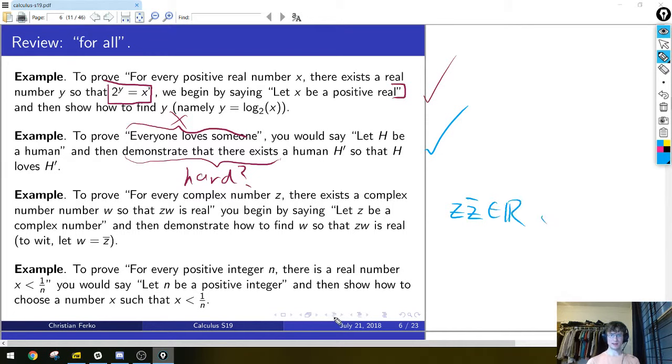Same thing. Last example, if you want to prove that for every positive integer n, there's a real number smaller than 1 over n, again, you always start by saying, well, you give me some n, so let n be a positive integer, let n be an element of the set I'm quantifying over, and then you prove that there exists an x smaller than 1 over n. So, many different examples, but the structure is always the same. If you prove something is true for every element of some set, you always start by saying, give me some element of the set, and I show you how to prove the statement for that element. Good. Thoughts or questions on this?